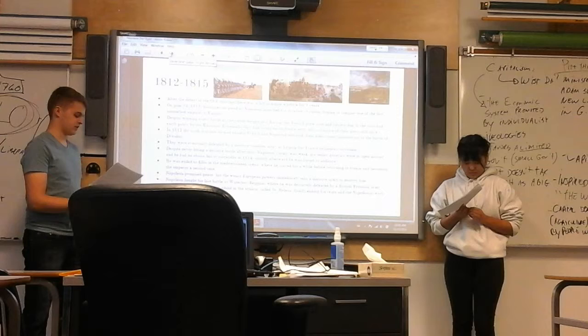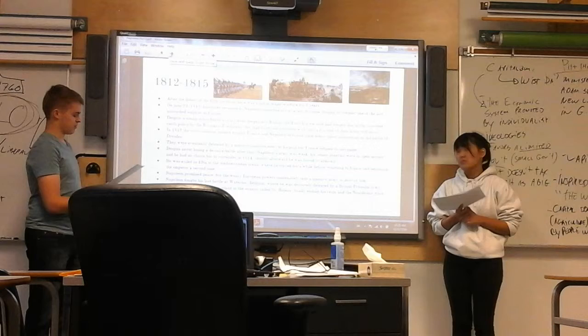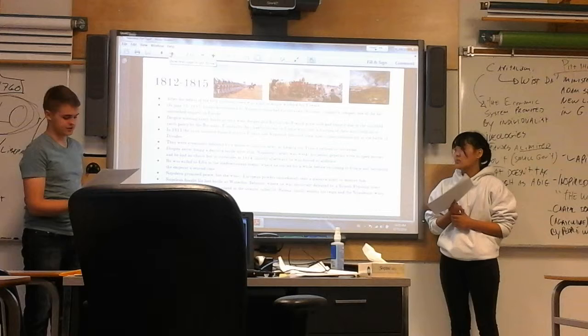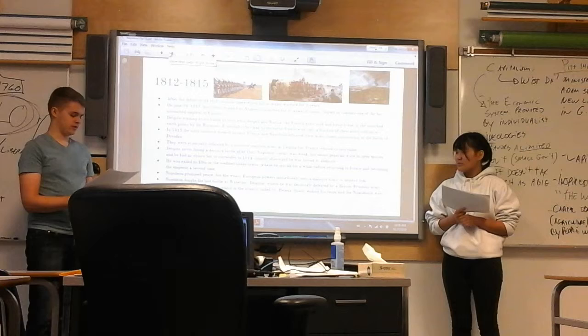He was then exiled to Elba in the Mediterranean, where he stayed for a while before returning to France and becoming the emperor a second time. He promised a peaceful foreign policy, but the weary European powers immediately sent a massive army to destroy him. Napoleon fought his last battle at Waterloo, Belgium, where he was decisively defeated by a British Prussian army. He was then banished to a remote island in the Atlantic called St. Helena, finally ending his reign, and then Napoleon goes for good.